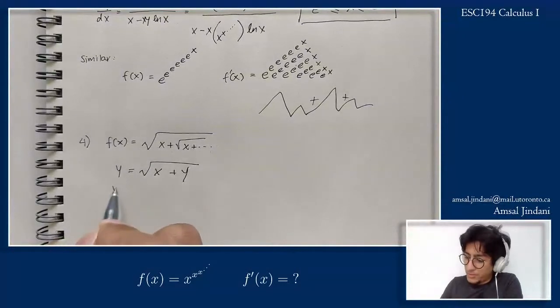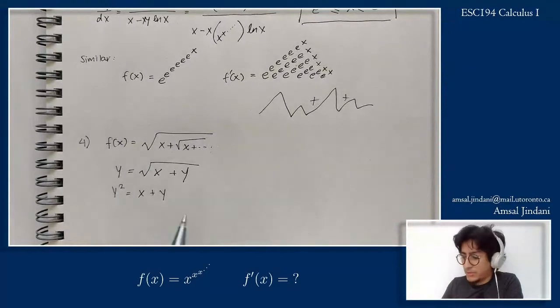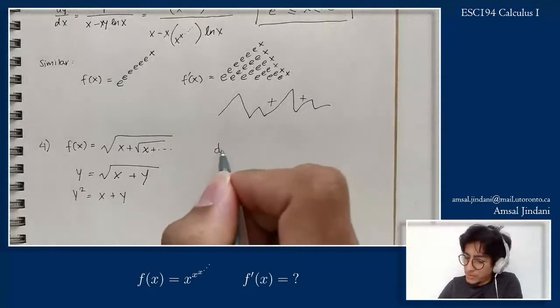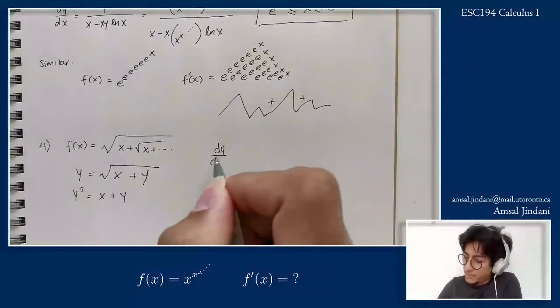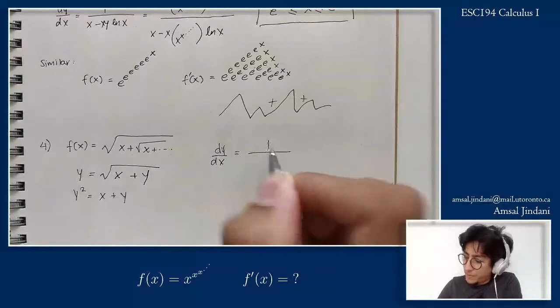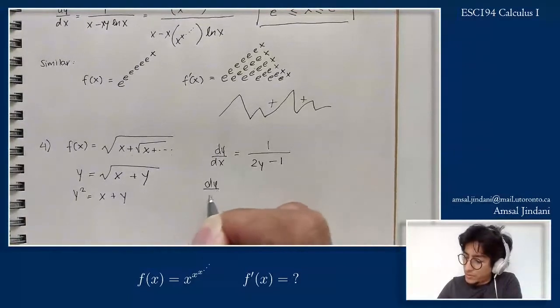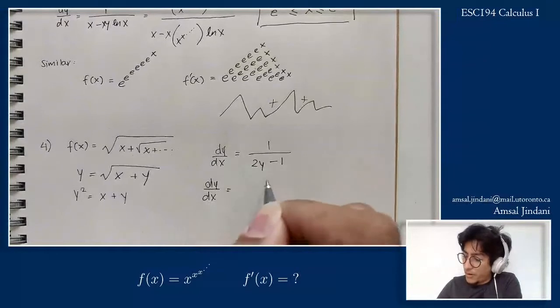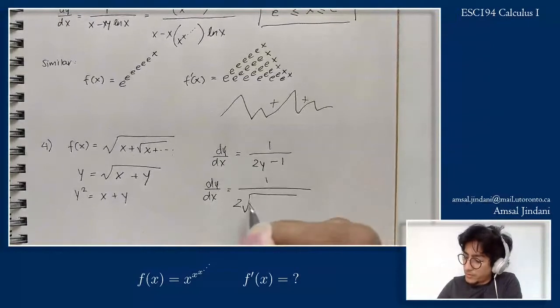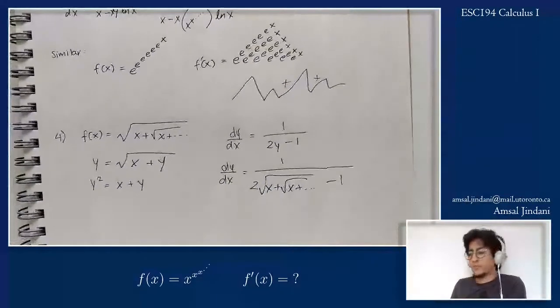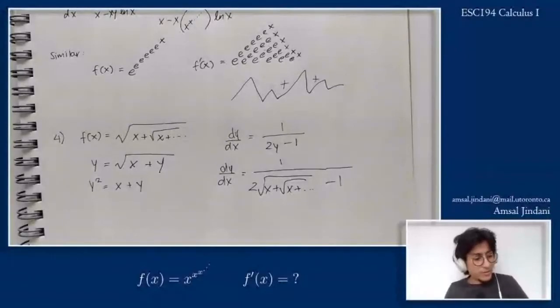You can square both sides: y squared equals x plus y. And then just do your implicit differentiation. I'll leave that to you. At the end, you should get dy by dx equals 1 over 2y minus 1. Then you can plug in your value of y back in. So 1 over 2 square root of x plus square root of x plus blah, blah, blah, minus 1. So that's number 4. That's pretty easy once you know how to do it.